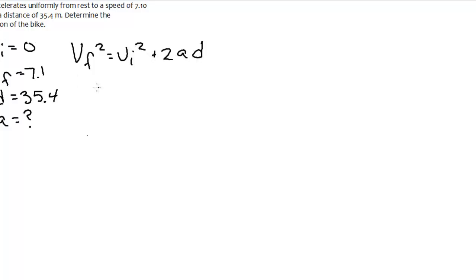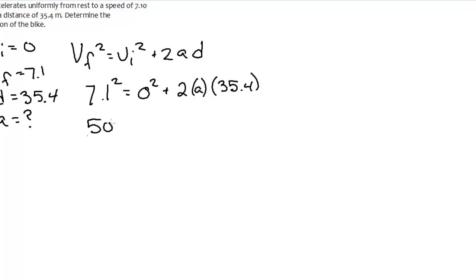We just got to substitute in now, so we have 7.1 squared equals 0 squared plus 2 times A, which we're trying to figure out, times D, which was that 35.4. We plug these numbers into the calculator and we're going to get that 50.41 is equal to 0 plus, I multiplied the 2 and the 35.4, which gives me 70.8, and then times the A.